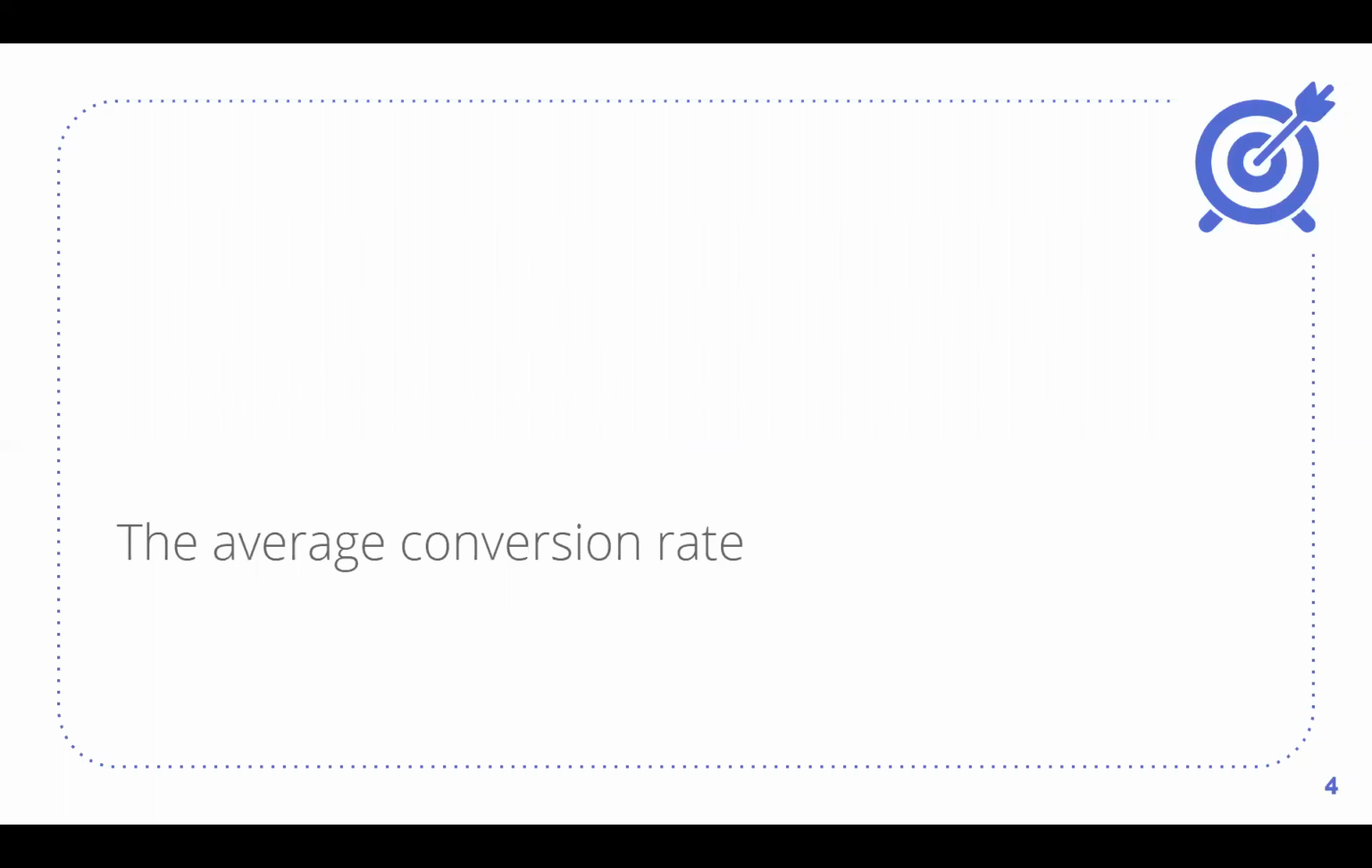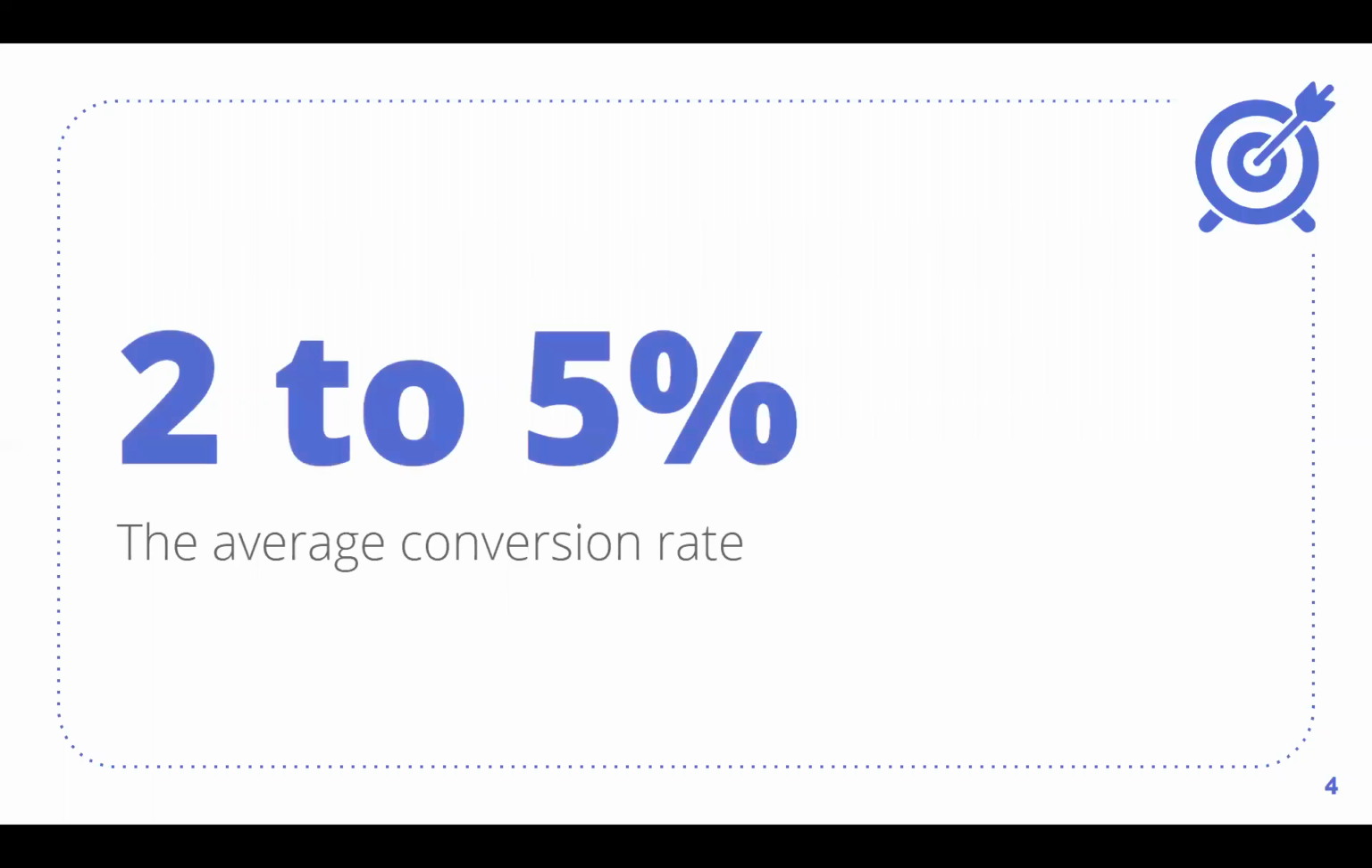So the average conversion rate for websites is anywhere between 2 to 5%. And that conversion rate will vary by industry. If you're an e-commerce site, if you are a software site, a services site. So depending on what industry you're in, that rate will change. But this is just a general rule of thumb across all industries. 2 to 5% is the average conversion rate.